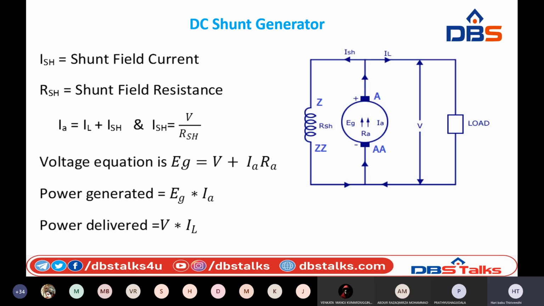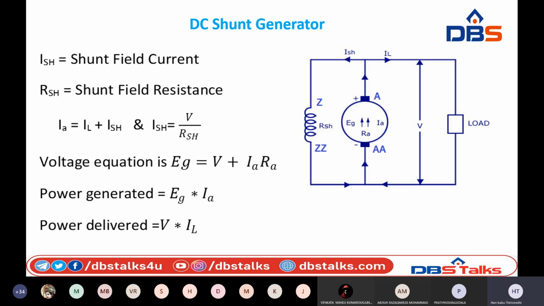Next one, shunt generator. That is a self-excited generator. Self-excited means whose field winding is excited by itself, not by an external source. Field winding excited by an external source is the separately excited DC generator. Self-excited means whose field winding is excited by itself. According to the connection of field winding, they are broadly classified into DC shunt, DC series, and DC compound. Now coming to the first, DC shunt, the most important one.